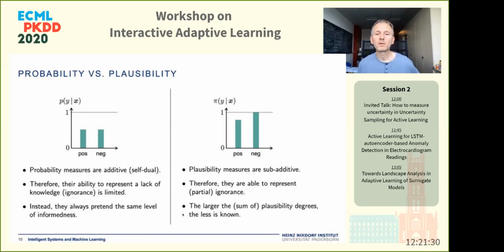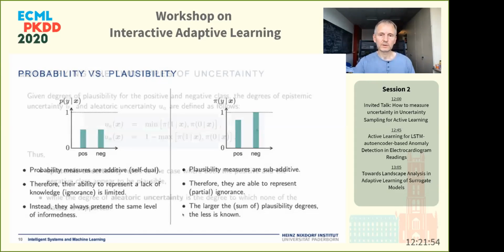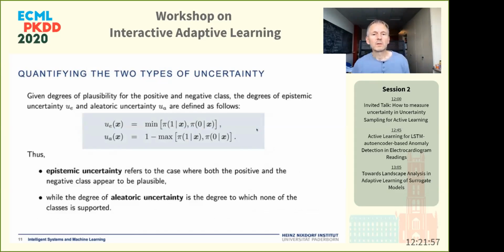They may both have a plausibility degree of 1, which is actually saying that for the time being, you cannot exclude anything, so you don't know anything. This is representing complete ignorance, so to say. And the smaller these degrees, the more you know, the more you can exclude one of them. You can also think of these plausibility degrees as upper probabilities, if you want. Okay, so here is our proposal of such uncertainty measures.